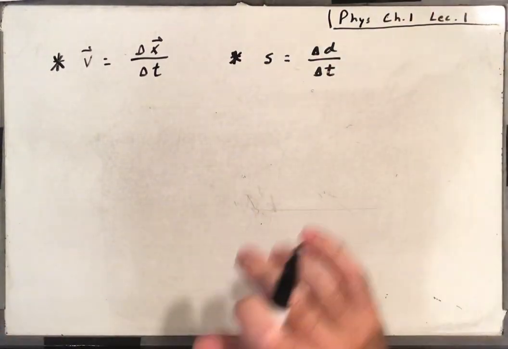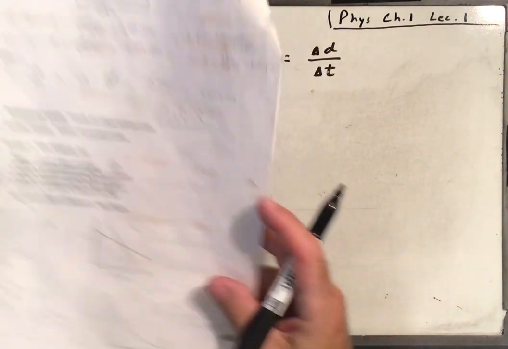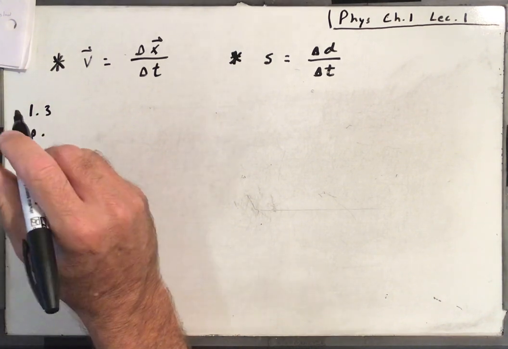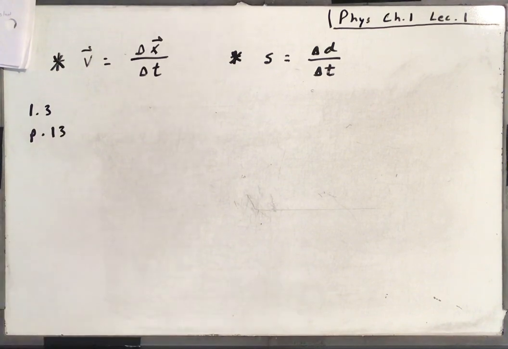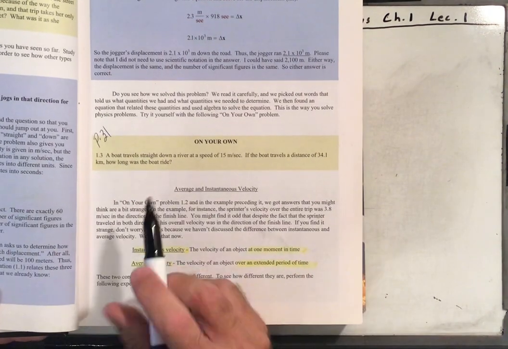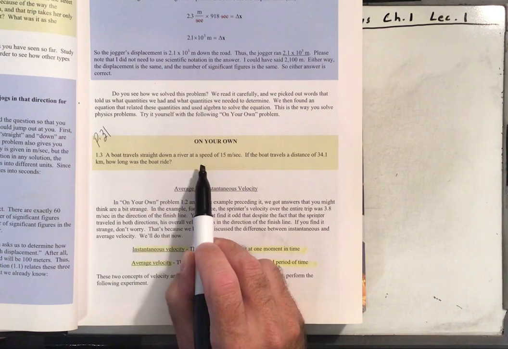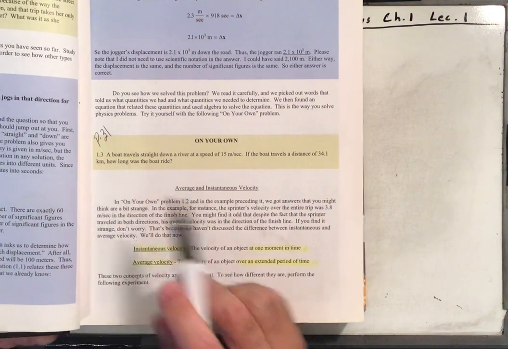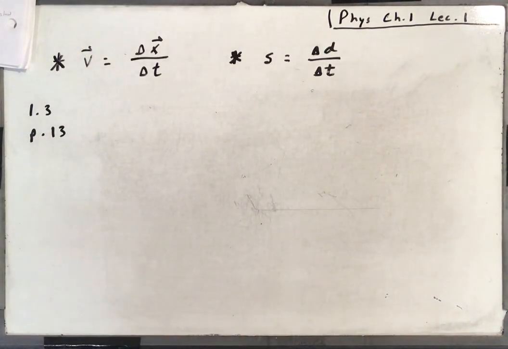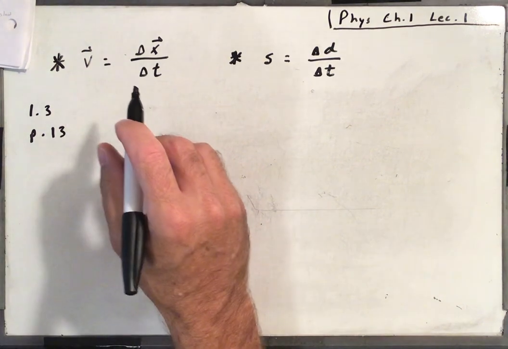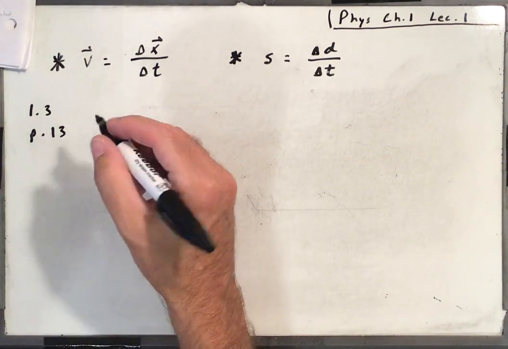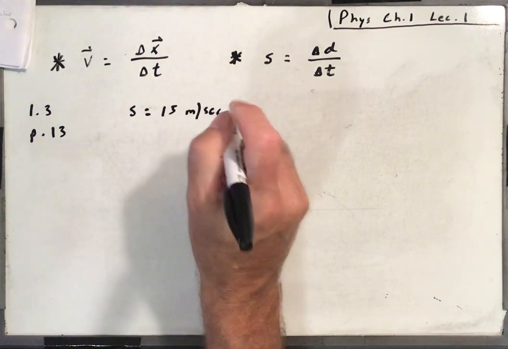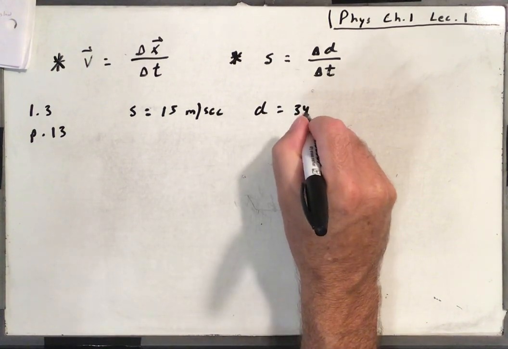All right. So on down your notes, we're going to go ahead and do On Your Own 1.3 on page 13. So reading through that, it says a boat travels straight down a river at a speed of 15 meters a second. If the boat travels a distance of 34.1 kilometers, how long was the boat ride? In this particular case, of course, the speed is 15 meters a second. And the distance is 34.1 kilometers.